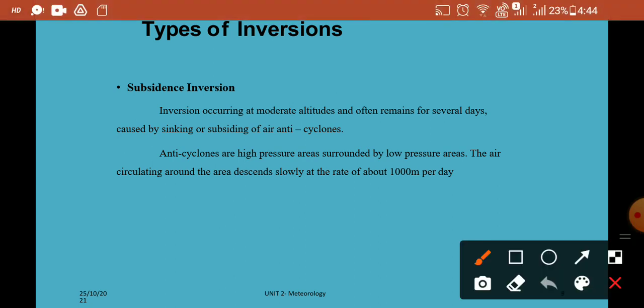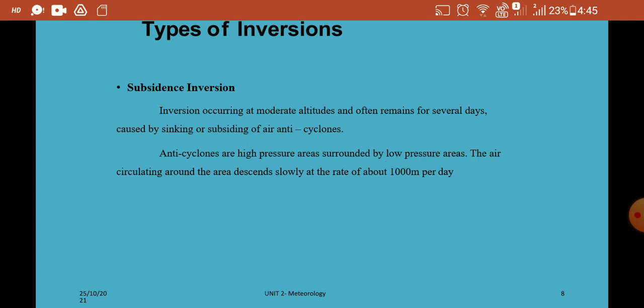The air circulating around the area descends slowly at the rate of about 1000 meters per day. With each increase in height, the circulating air decreases; descending means it is sinking slowly at the rate of 1000 meters per day. That concept is called subsidence inversion. Okay, next one. Thank you.